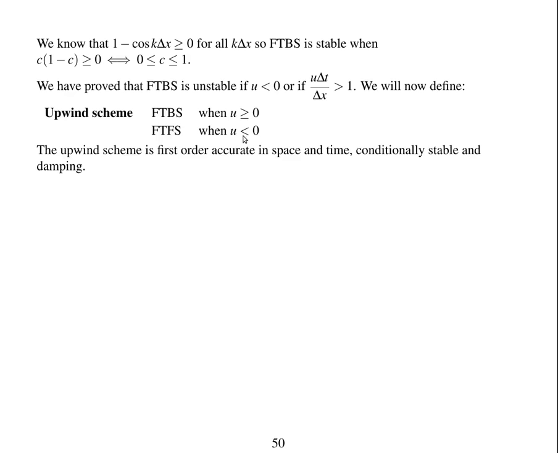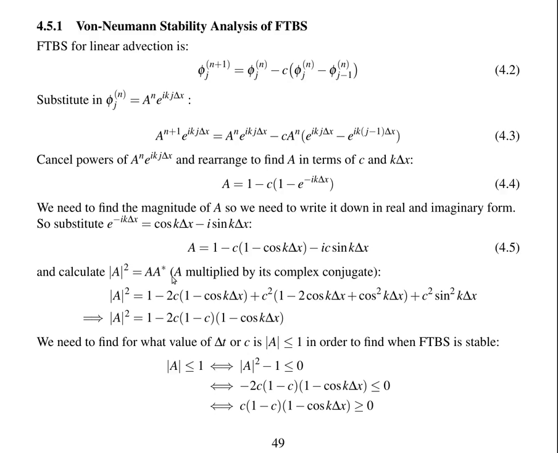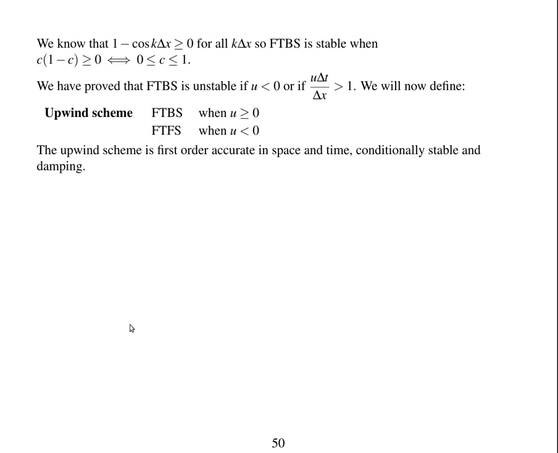So the upwind scheme is first order accurate in space and time, conditionally stable because the stability depends on the time step, and damping. If c is between 0 and 1, this amplification factor is going to be less than 1, so it's a damping scheme.